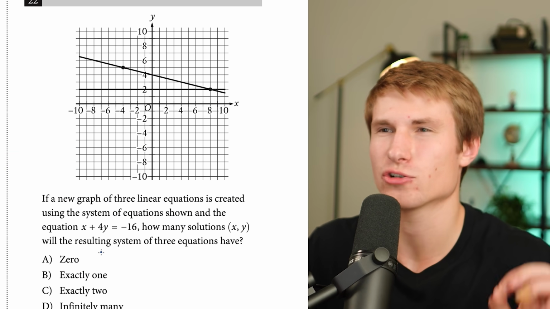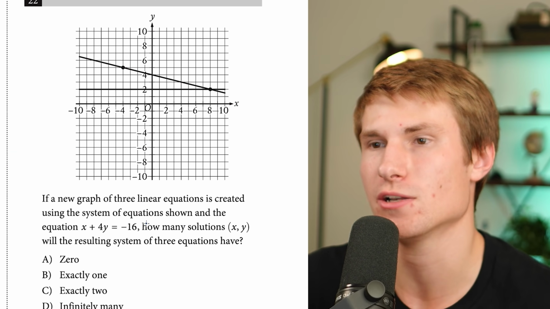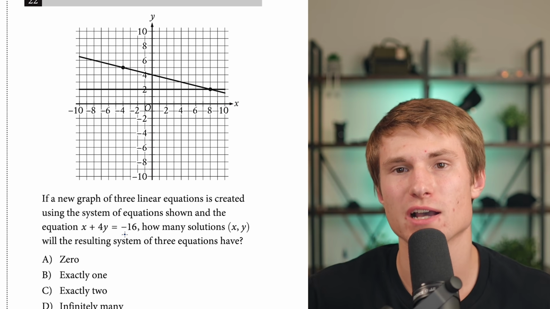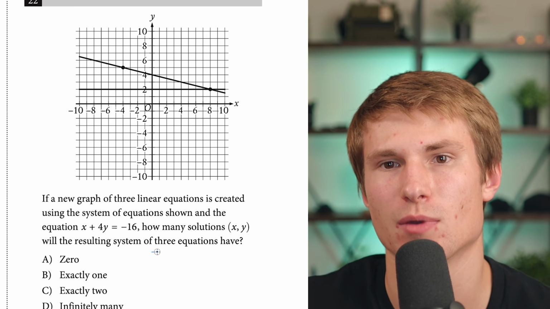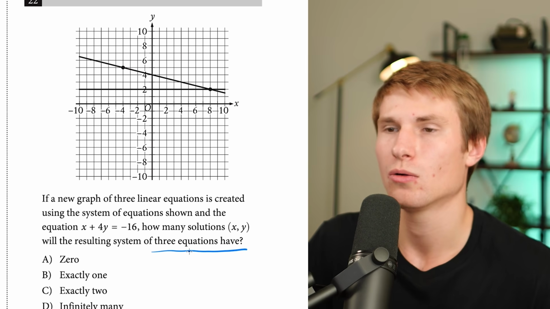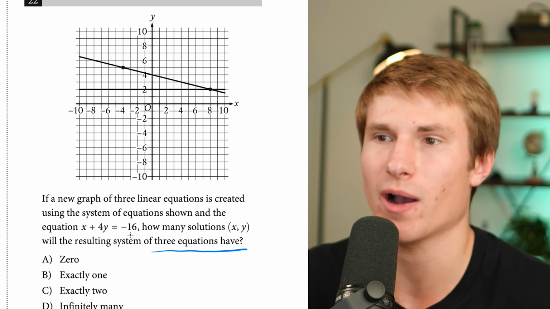Here's how to solve this tricky SAT math question. Question 22 states if a new graph of 3 linear equations is created using the system of equations shown, and the equation x plus 4y equals negative 16, how many solutions x, y will the resulting system of 3 equations have? Well, let's start by going ahead and plotting this third equation. So we see we have x plus 4y equals negative 16.